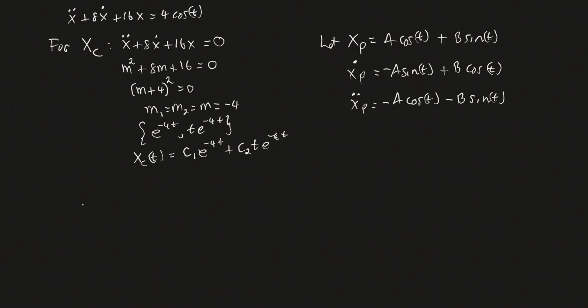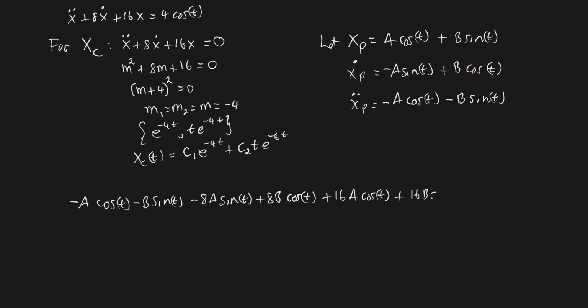So it says take the second derivative, so negative a cosine of t minus b sine of t, and then plus 8 times the first derivative, so that gives us minus 8a sine of t plus 8b cosine of t, and then plus 16 times our original guess, plus 16a cosine of t plus 16b sine of t, and then that has to be identically equal to 4 cosine of t. Now, let's look at the like terms.